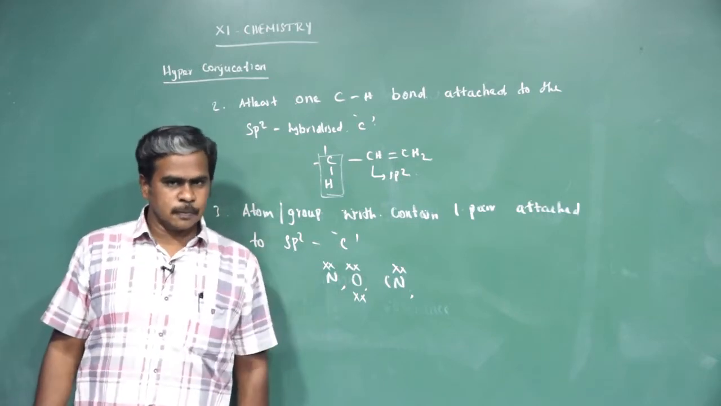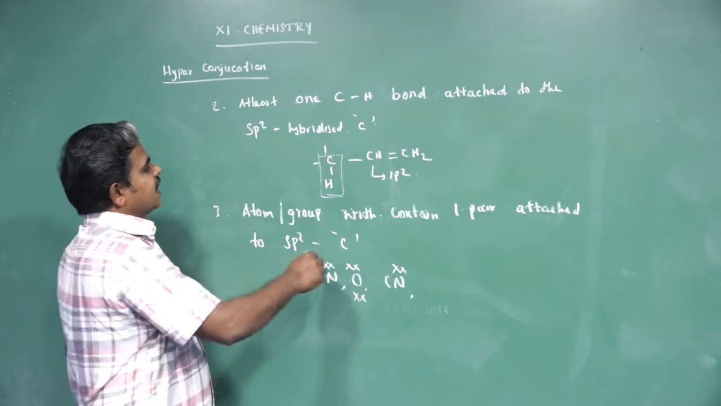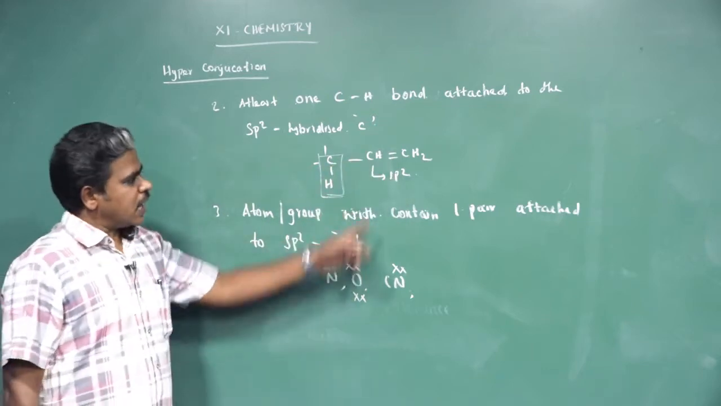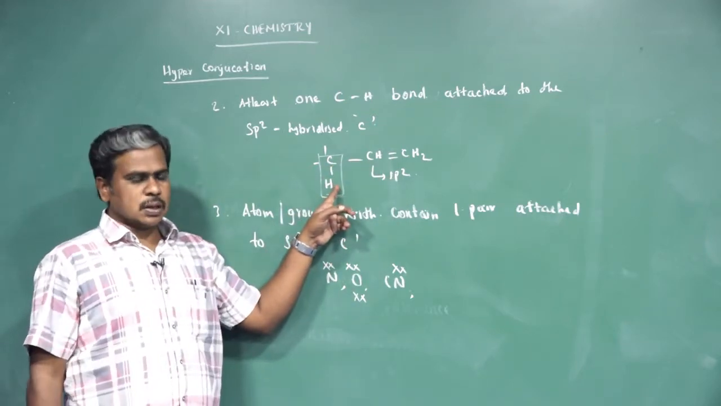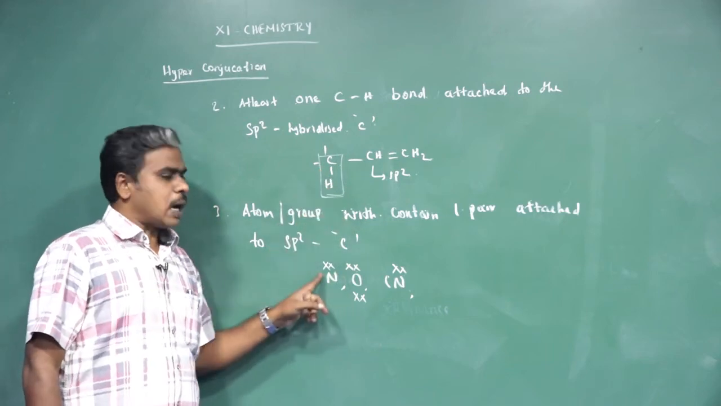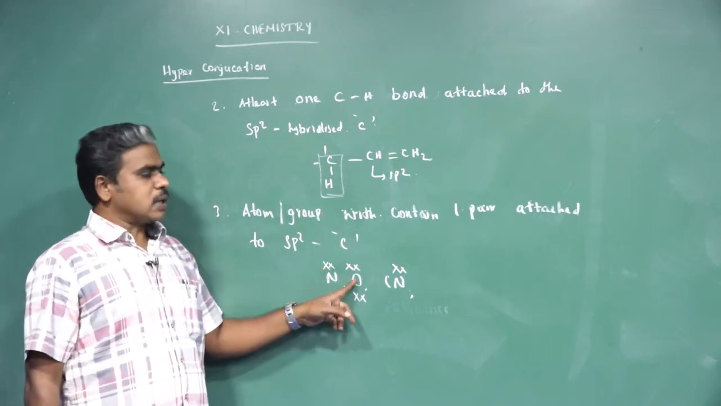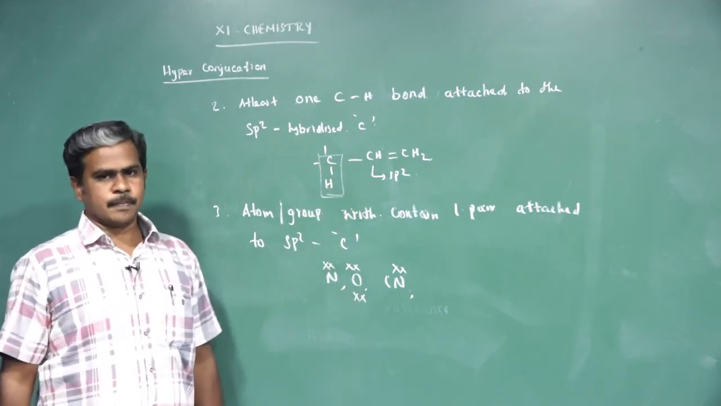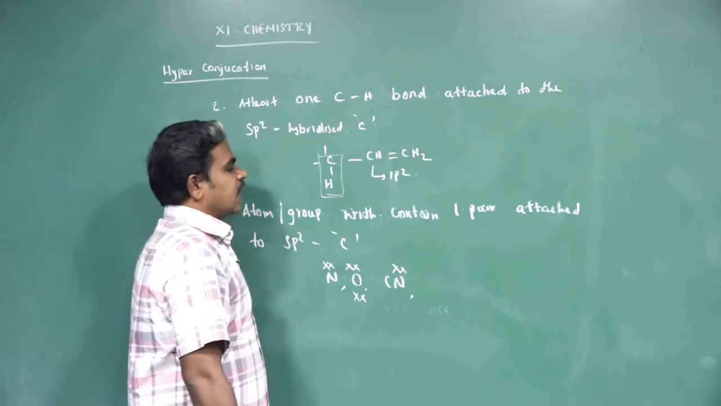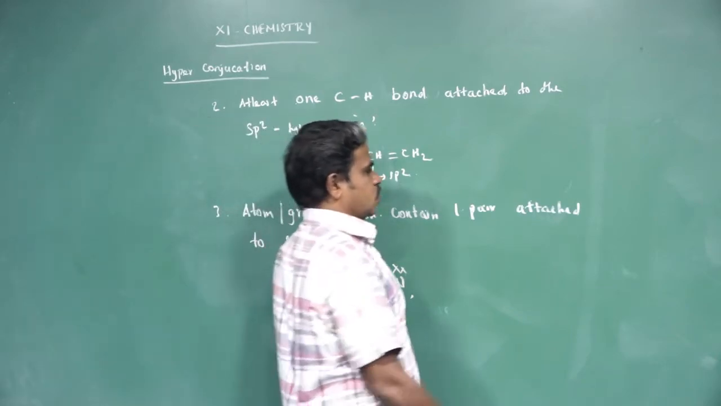So what is the condition? It contains sp2 carbon, and adjacent to the sp2 carbon, it has a CH bond or nitrogen or oxygen with a lone pair. Now, we may take the examples of hyperconjugation.